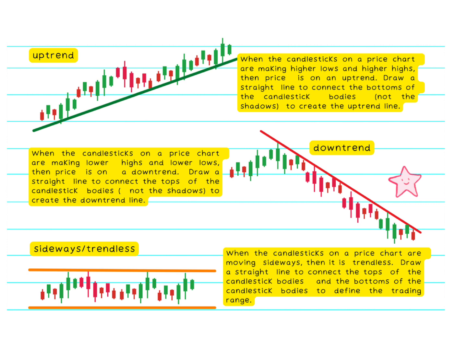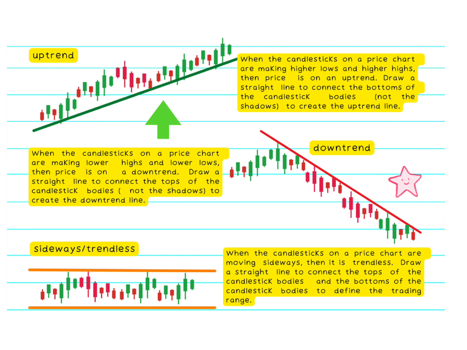Let's summarize and reiterate what we just learned about trends. When the candlesticks on a price chart are making higher lows and higher highs, then the price is on an uptrend. Draw a straight line to connect the bottoms of the candlestick bodies and not the shadows to create the uptrend line.